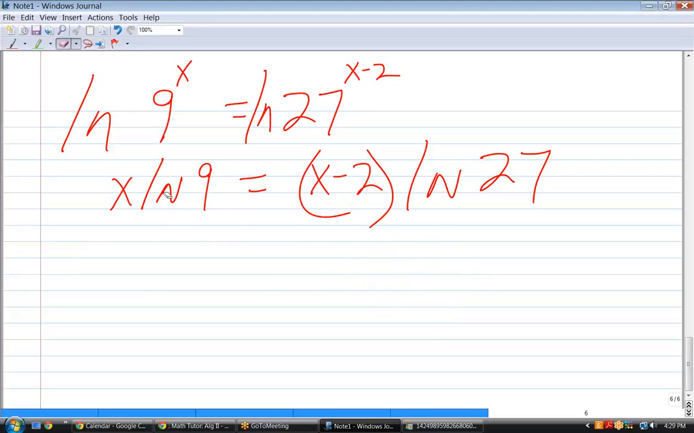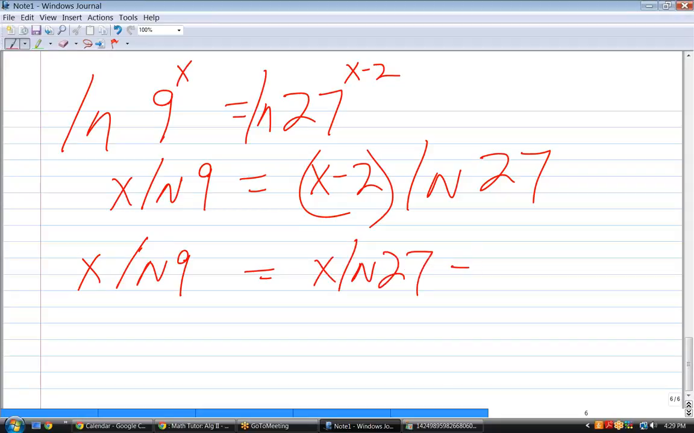Okay, well, this is no different. That natural log of 9 is just like my 2. Put it in front of the x if you like. And so I have to distribute that. So I got natural log of 9, we'll leave the x in front, equals x times natural log of 27 minus 2 natural log of 27. Okay?